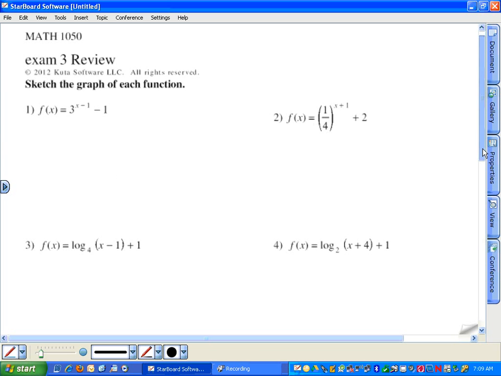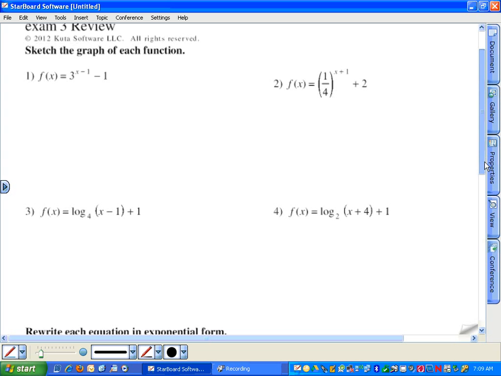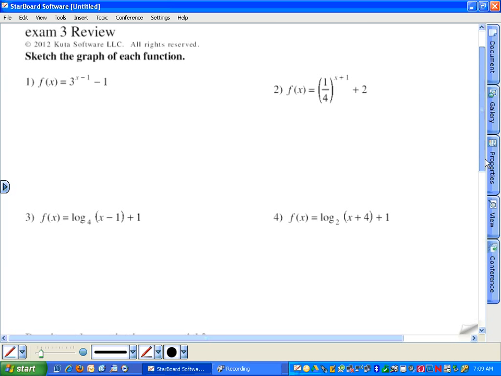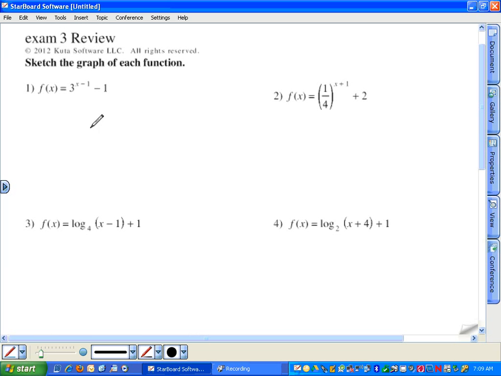So let's get to it. These first four are graphing. The first two are exponential graphs. The second two are logarithmic graphs. You'll see some similarities in how they're graphed. For the first two, the exponential graphs, we need to do three things.